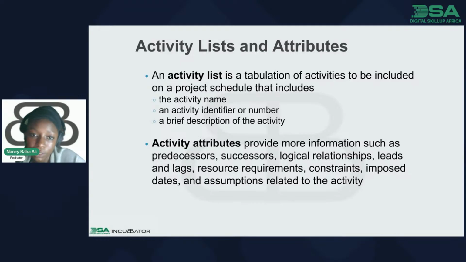For example, I'm going to give you DSA, Digital Skillup Africa, being the organization. Then we have the activity name, project management course. Then you could say the activity identifier or number, by Nancy Baba Ali, and a brief description of the activity: facilitator, meant to help educate and infuse knowledge to persons that are willing to learn about project management as a career path. That is just an example. That form of method is one of the best ways to help with your activity listing or profiling.